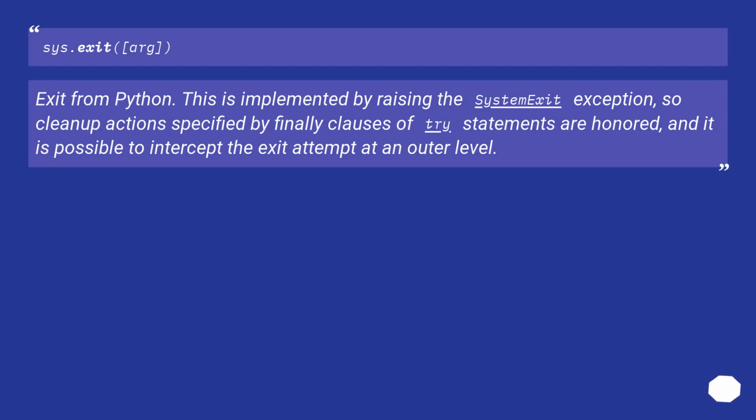sys.exit(arg): exit from Python. This is implemented by raising the SystemExit exception, so cleanup actions specified by finally clauses of try statements are honored, and it is possible to intercept the exit attempt at an outer level.